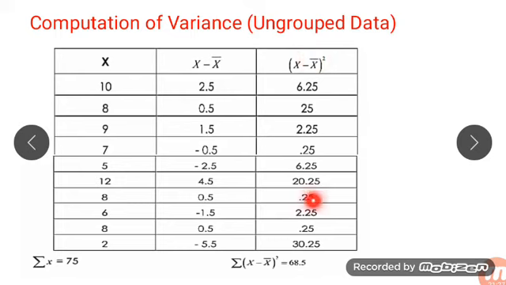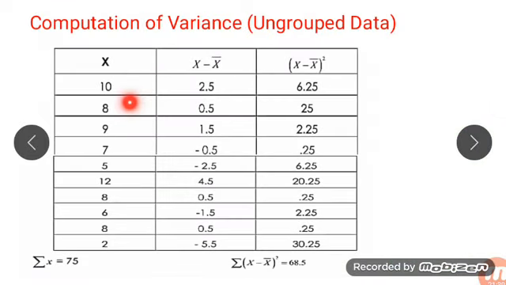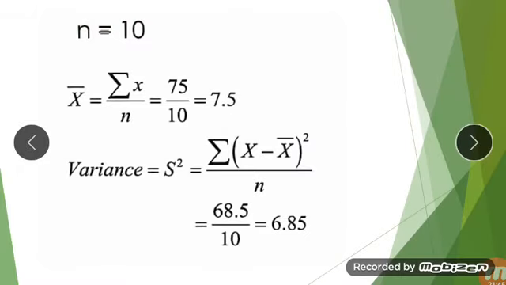Now we have to find the sum of all these. It will be 68.5. When we put this in the formula, instead of this we will write 68.5, and n is the number of observations, which is 10. If we count them, 1 2 3 4 5 6 7 8 9 10, we have 10 values here. So the variance here will be 6.85.